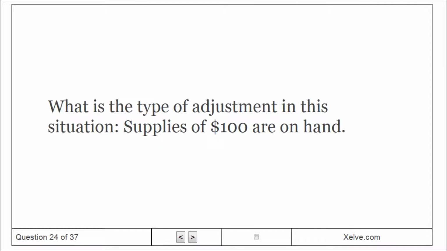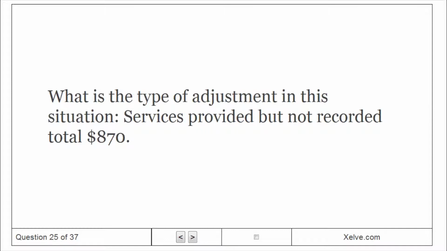What is the type of adjustment in this situation? Supplies of $100 are on hand. Prepaid expense. What is the type of adjustment in this situation? Services provided but not recorded total $870. Accrued revenues.